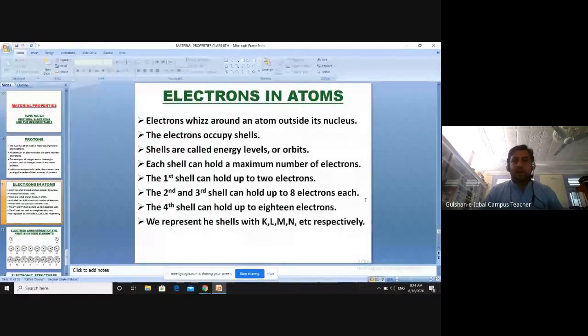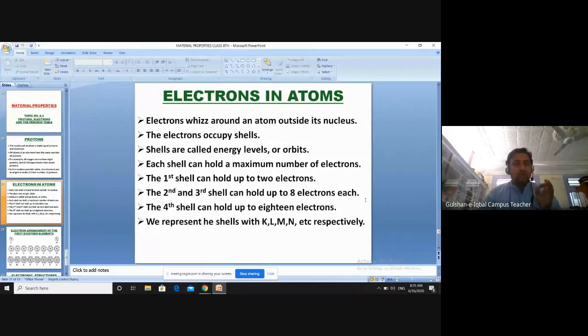Electrons and atoms. Remember this one as well. The number of protons and electrons are always the same in an atom. For example, if an atom has 7 protons, the same atom will have 7 electrons as well. The protons are present in the nucleus, and the electrons whiz around the nucleus in orbits.